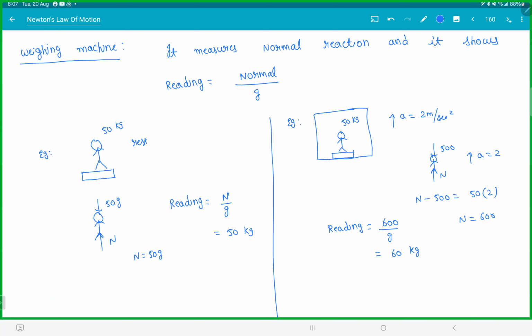Let's see how they'll frame a question on this. Yeah, if the lift comes down, then normal reaction will decrease.